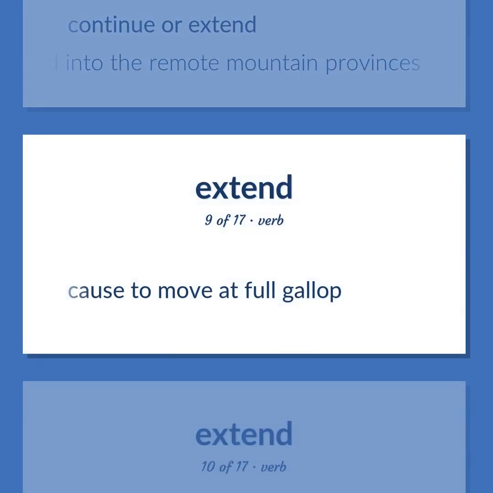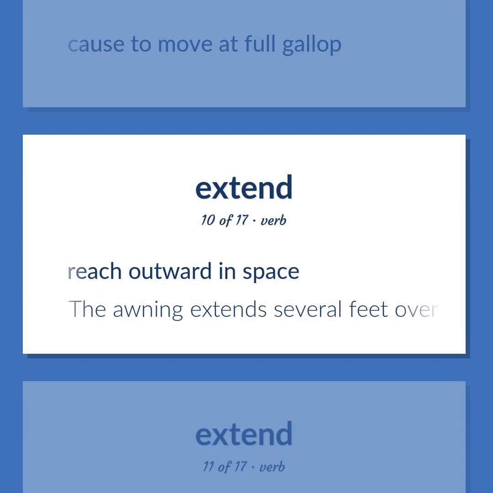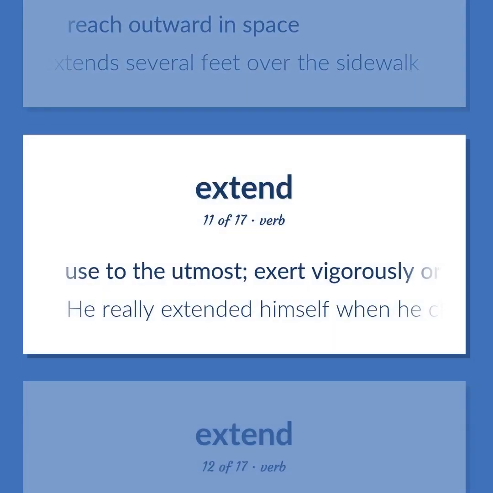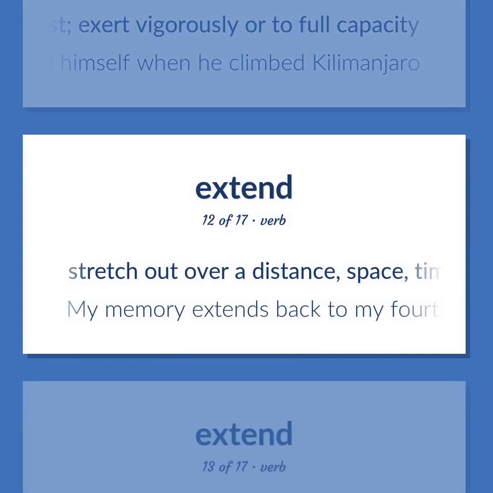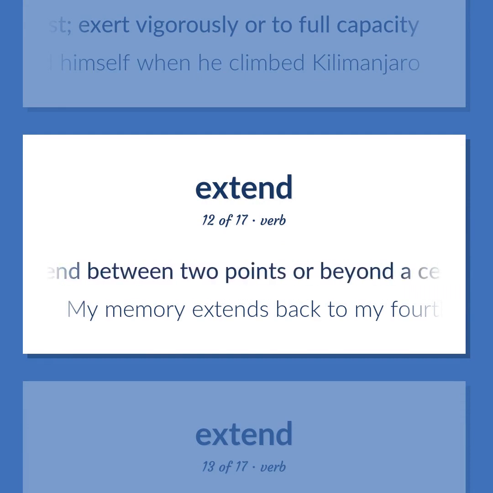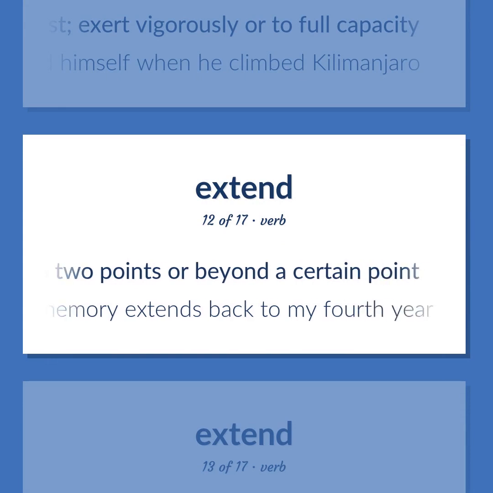Cause to move at full gallop. Reach outward in space. The awning extends several feet over the sidewalk. Use to the utmost. Exert vigorously or to full capacity. He really extended himself when he climbed Kilimanjaro. Stretch out over a distance, space, time, or scope. Run or extend between 2 points or beyond a certain point. My memory extends back to my 4th year of life.